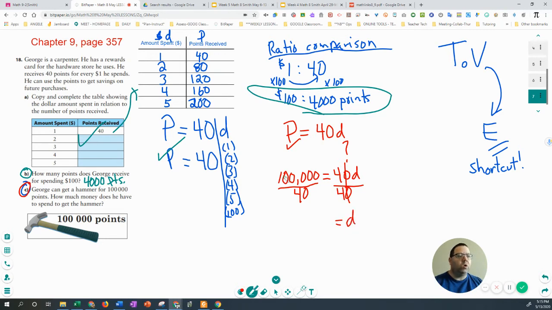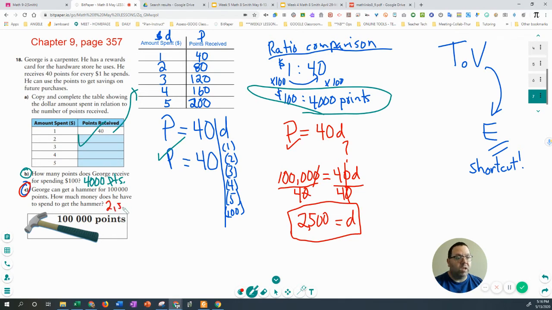So what is 100,000 divided by 40? Well, I know the 10 cancels out that 0, and now you've got 10,000 divided by 4. So that's 2,500 bucks. Woo! That's a lot of money just to get his free hammer. I'm not sure that's a great deal. Okay? So the answer is 2,500.